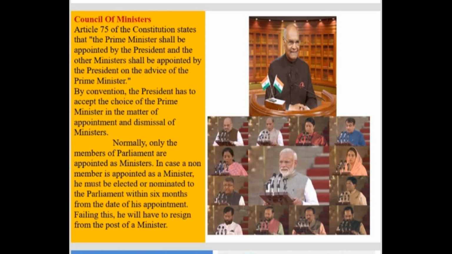Suppose he is appointed in June or so, then within 6 months he should get elected to a house of the parliament, otherwise he has to resign from the post of minister, as his ministry will become invalid. So the prime minister can select anybody, but that person must get elected as a member of either house of the parliament within a period of 6 months.